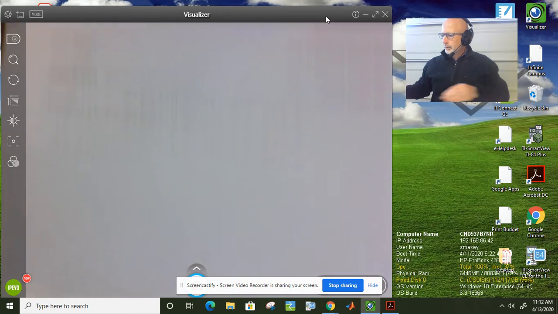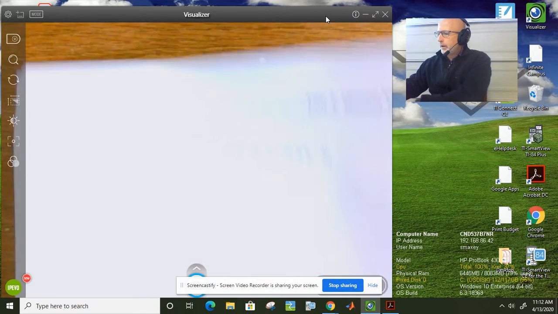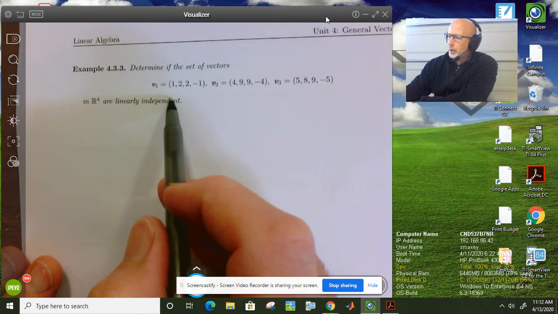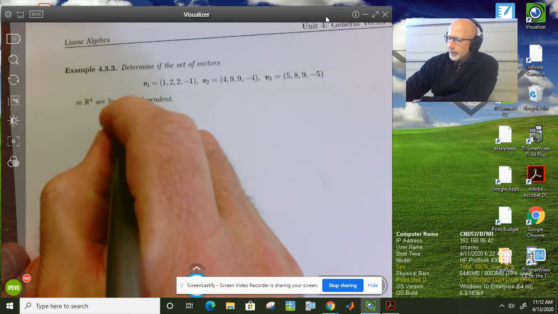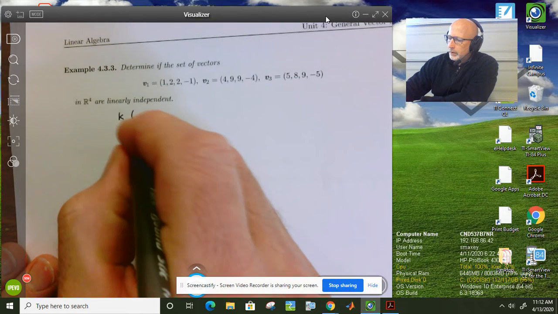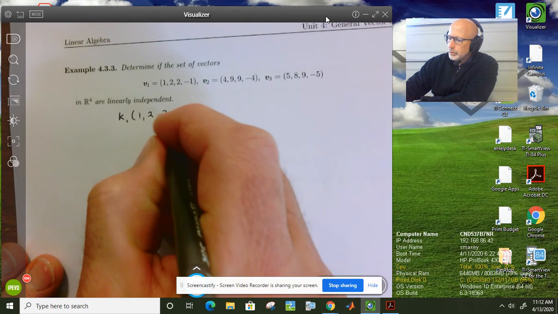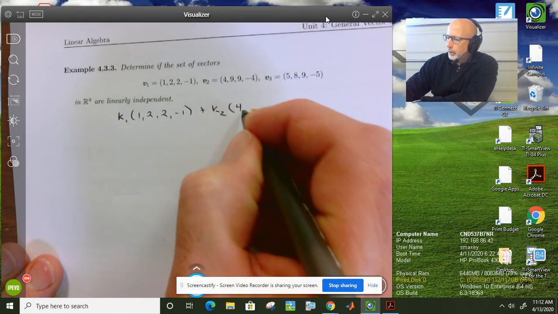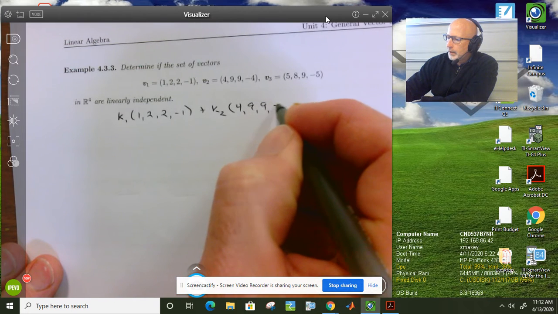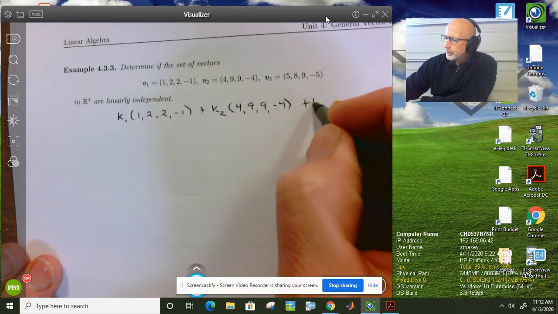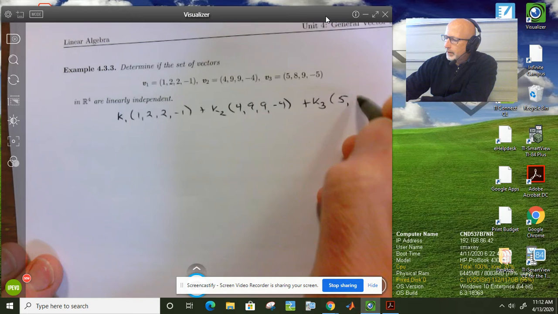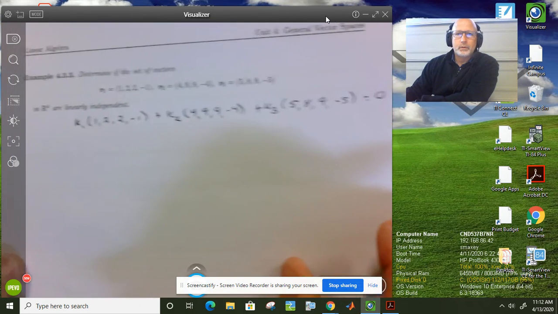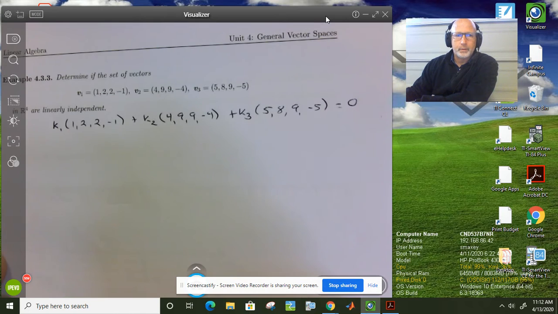96. So a little bit different now. Now we have vectors in 4 space. So I'm going to go ahead and do the same thing. I'm going to take K1 times the vector V1, which is 1, 2, 2, negative 1, plus k2 times the vector 4, 9, 9, negative 4, plus k3 times the vector 5, 8, 9, negative 5. And I want that equation to be equal to 0.